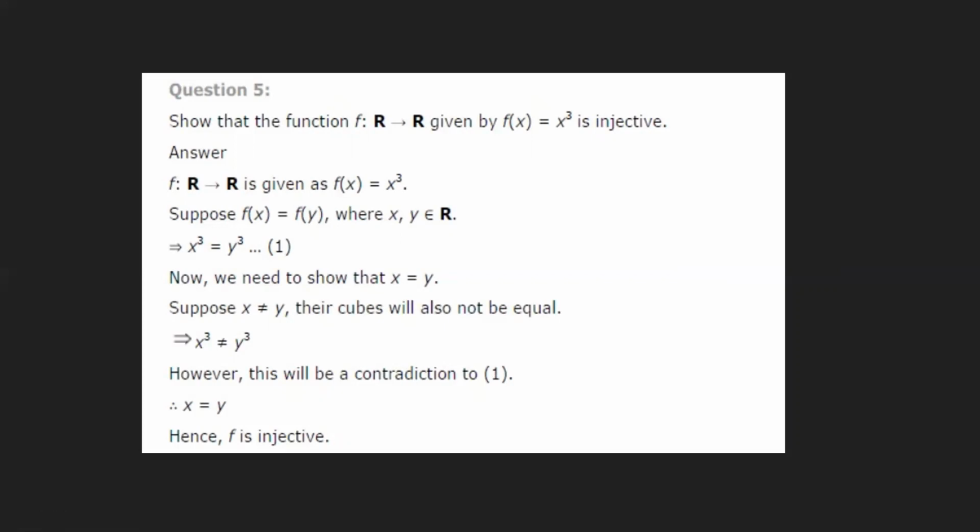Let us see by the contradiction method. Suppose x is not equal to y, then what about their cubes? Their cubes will also be not equal, x cube not equal to y cube. However, this will be a contradiction to 1, as we had already said that x cube is equal to y cube. So it's a contradiction. So we can say that x is equal to y. Hence, we can say that f is injective. The method which we have used here is the contradiction method.